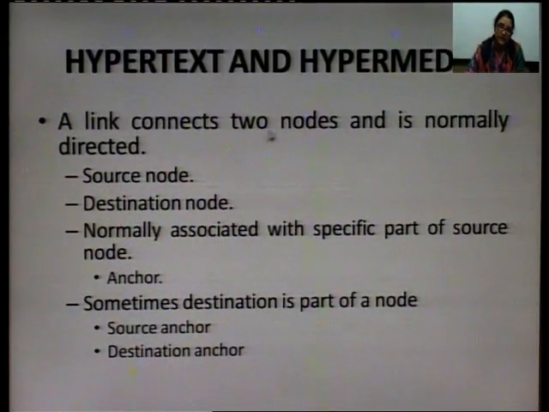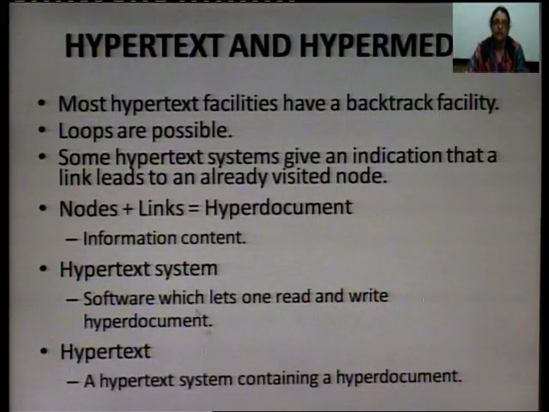A link connects two nodes and it is normally directed by a source node, a destination node, and is associated with a specific part of the source node, that is the anchor. Sometimes the destination is a part of the node. It can be a source anchor or it can be a destination anchor.